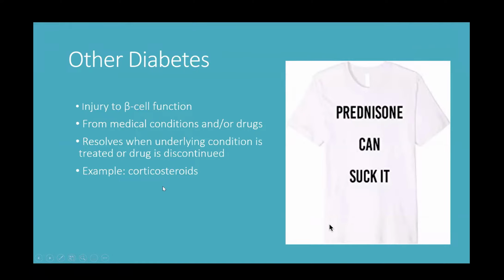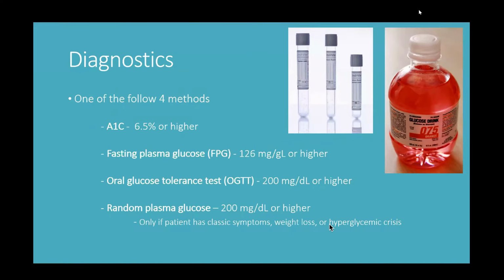So again, we said there are other reasons that can cause kind of an acute diabetes that can resolve once the condition is resolved or the issue within the drug that's being used that's causing it is removed. So there's injury to that beta cell function within the pancreas. Could be from medical conditions like pancreatitis, which you'll learn about next semester, or drugs like the use of steroids. So once we fix those underlying conditions, that diabetes from that lack of insulin will go away.